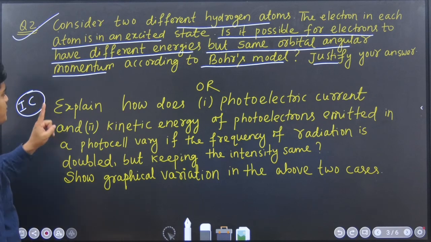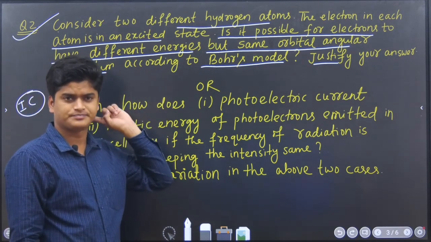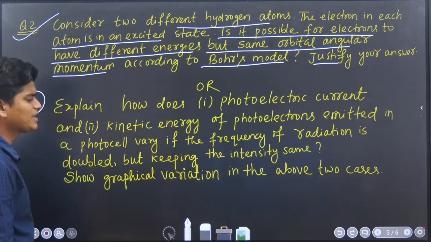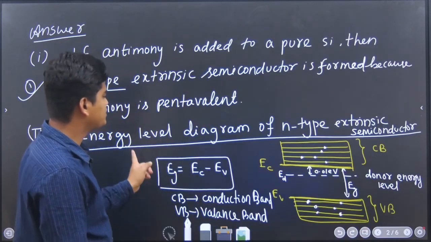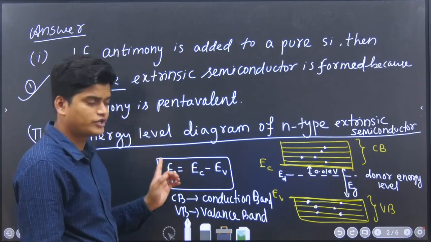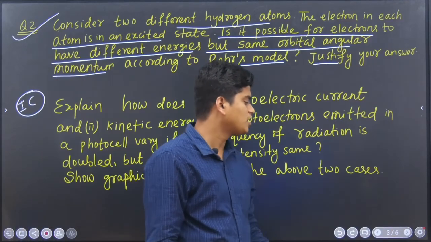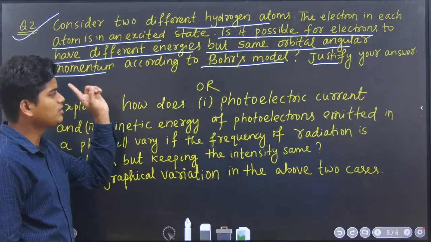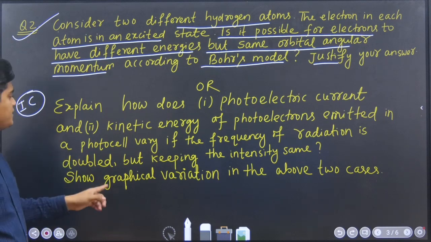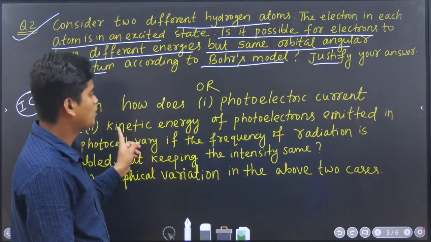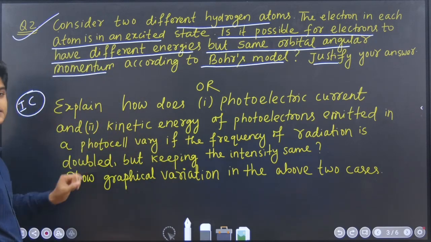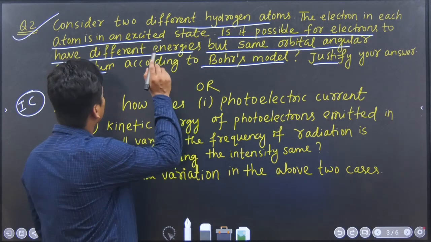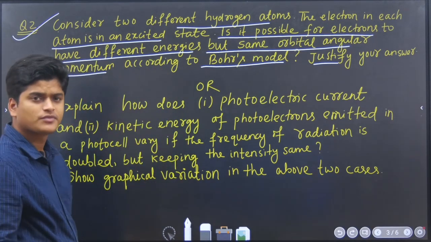So, this is from atomic physics. Okay. And the last question was from the semiconductor electronics chapter, and this second question here is from atomic physics, and this other one is the dual nature, the photoelectric effect expressions, from there it is asking. Okay. Now, see here. Now understand how to solve this question.